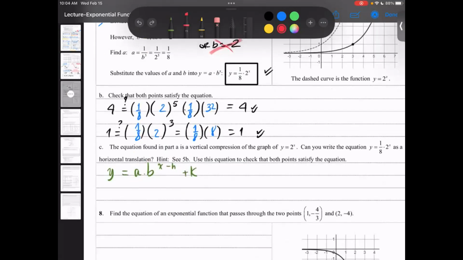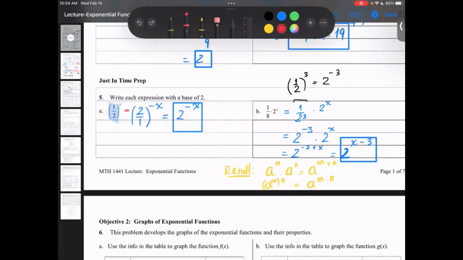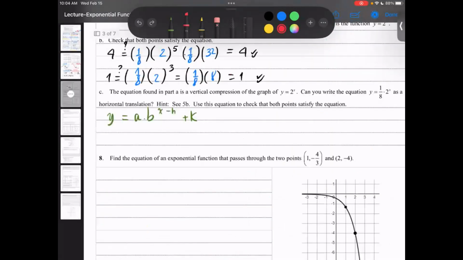We did this before, do you guys remember? In the objective, I think the first page, right here, this one. 5B, we did this before, so I'm not going to do it again. So yes, we can, right? We turn it into 2 to the x minus 3. That is your horizontal translation.